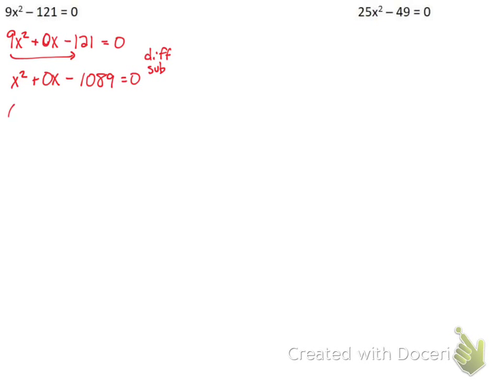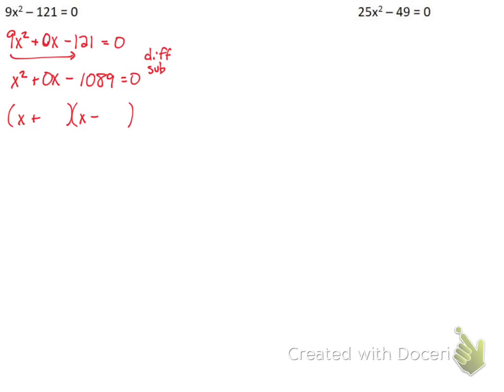So with this next one, again, same thing. I'm going to go 9x squared plus 0x minus 121 is equal to 0. Slide my 9 over, so I'm going to go x squared plus 0x minus 9 times 121 gives me 1,089. So again, this is going to be a diff and sub. So when I do my parentheses, I'm looking for 2 numbers that when I multiply them, I get 1,089, and then when I subtract them, I get 0. Again, they have to be the same number for that to happen.